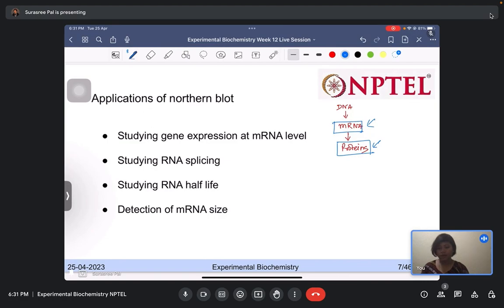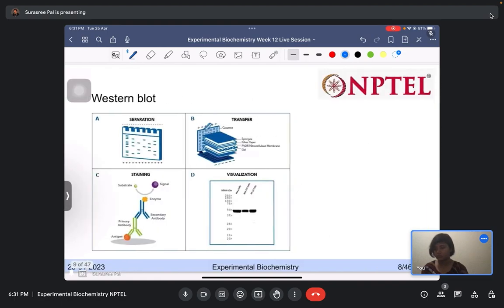Right, so far if it is clear, then we will move on to the last immunoassay technique, which is the Western blot. Now we are going to discuss Western blot in a little bit more detail, because this is much different than the previous two techniques, the Southern blot and Northern blot. Here what we want to detect is specific proteins.